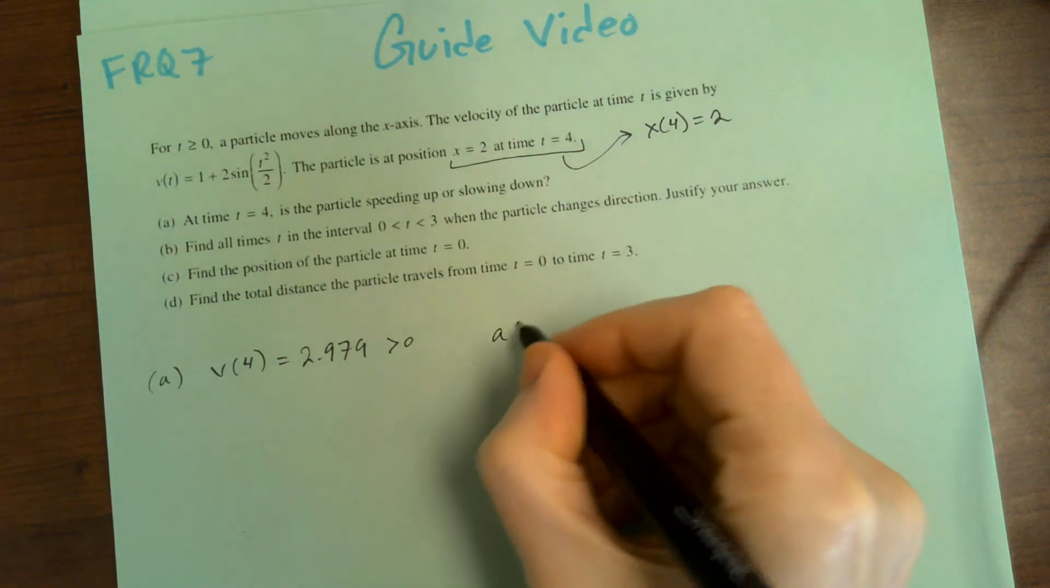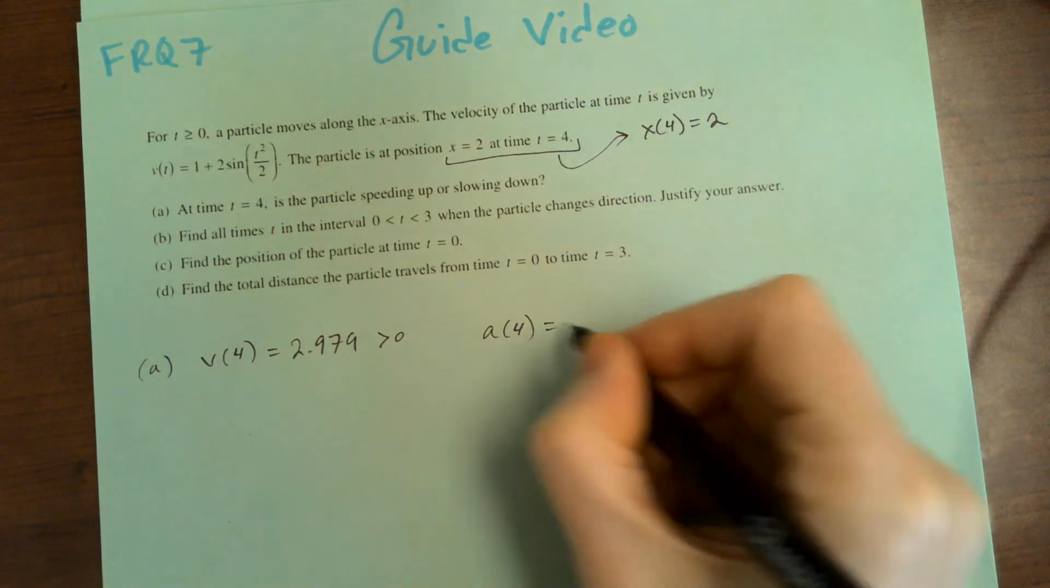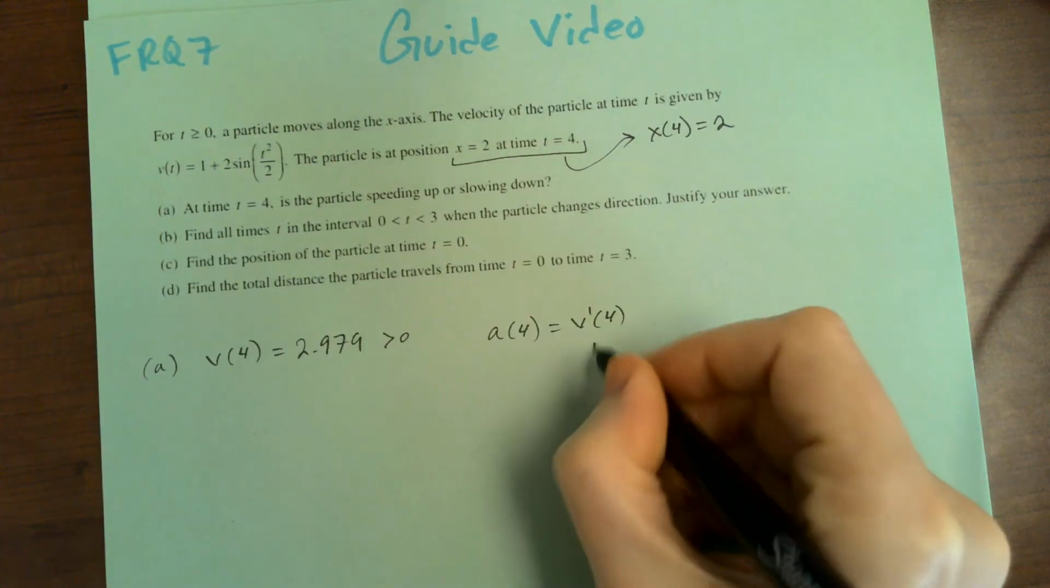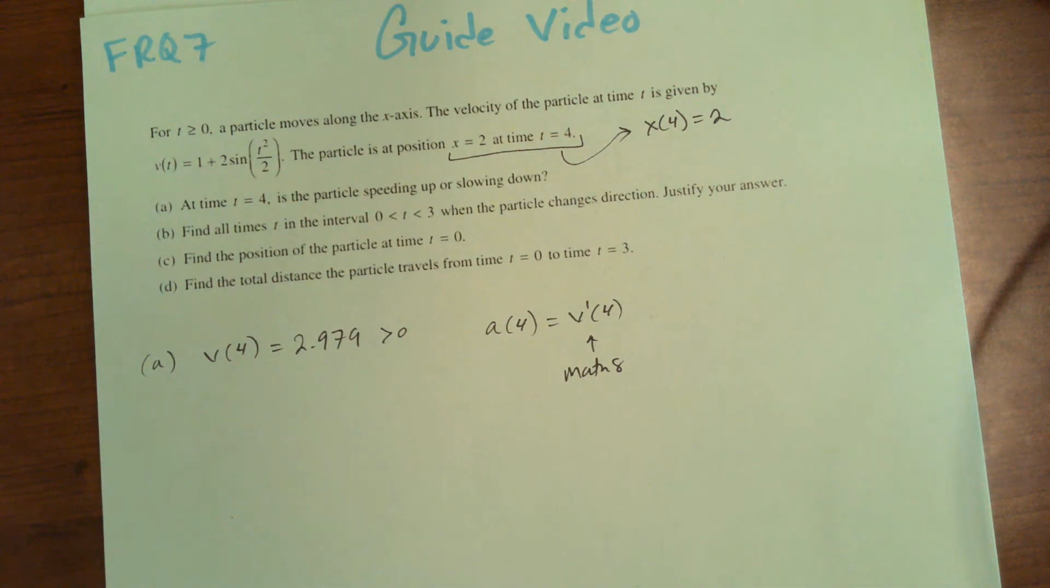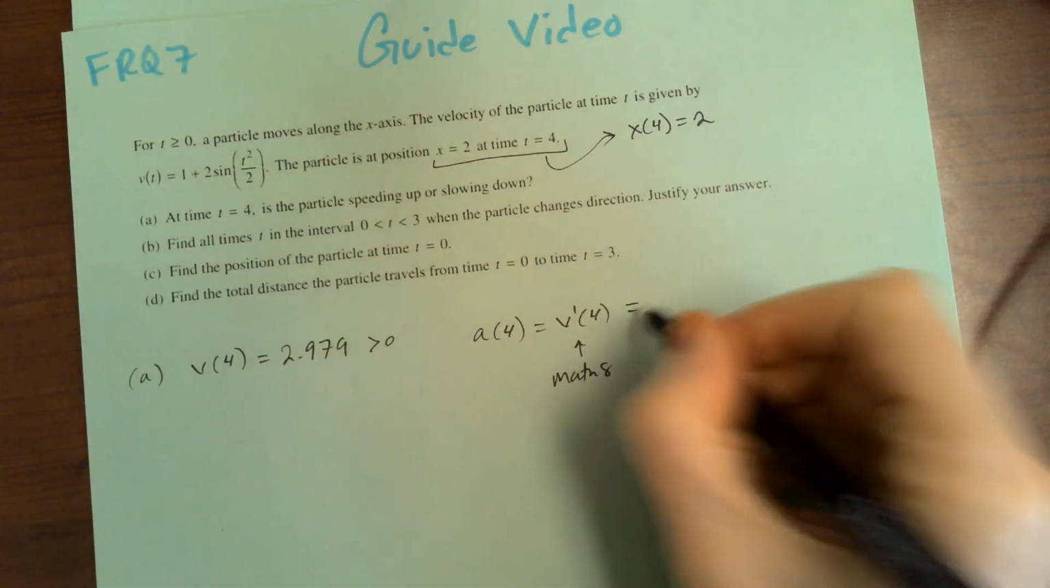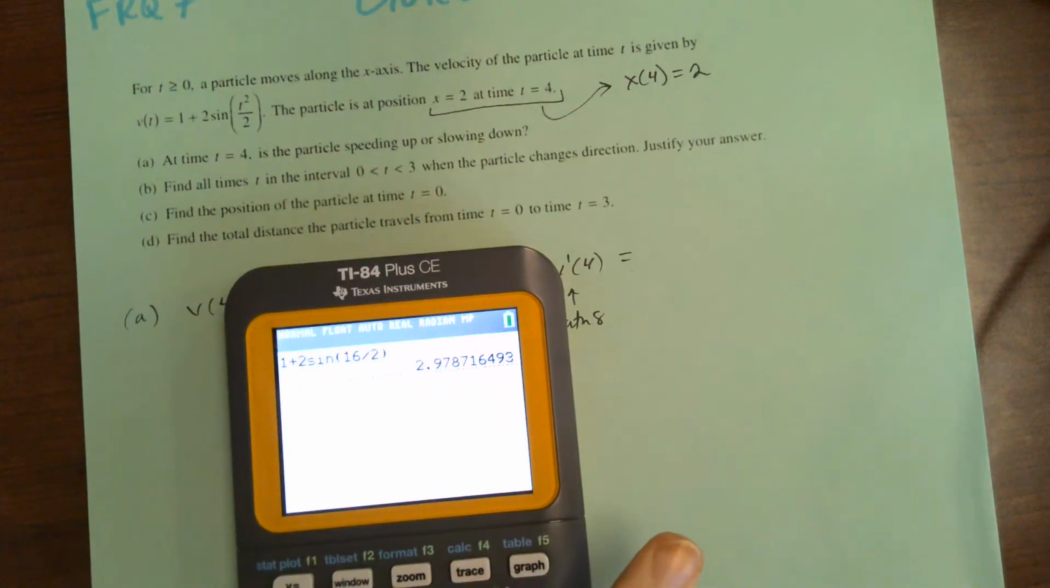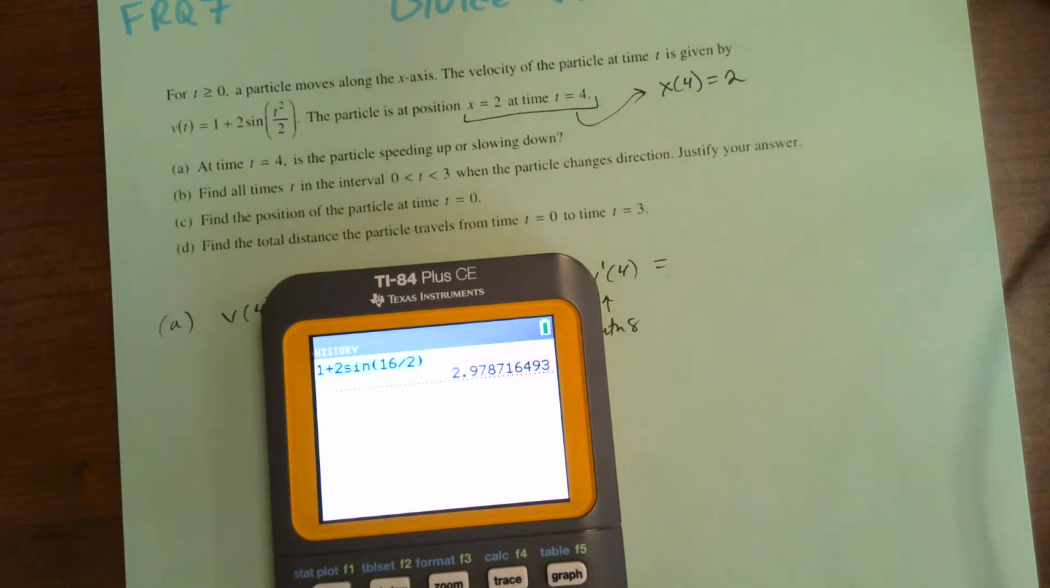And then we need the acceleration at time 4. Acceleration is the derivative of velocity. And don't forget that you could use Math 8 and Math 9 on the calculator sections to find a derivative at a certain given point or an integral over a certain given interval. So here I could just use Math 8.